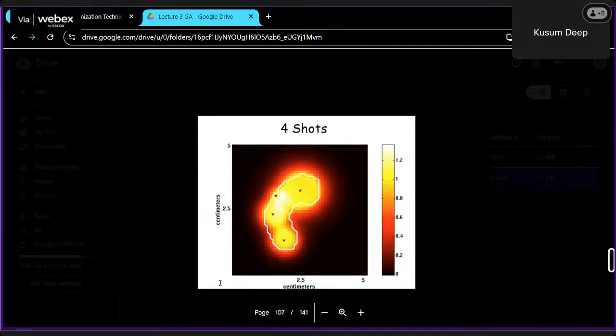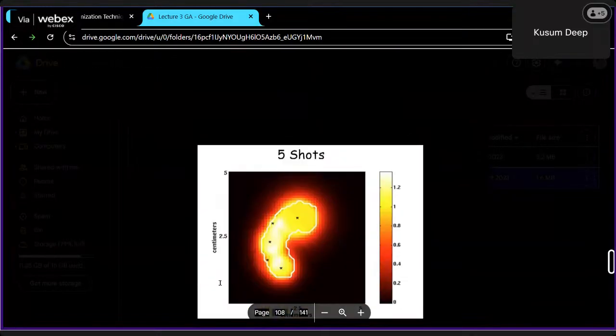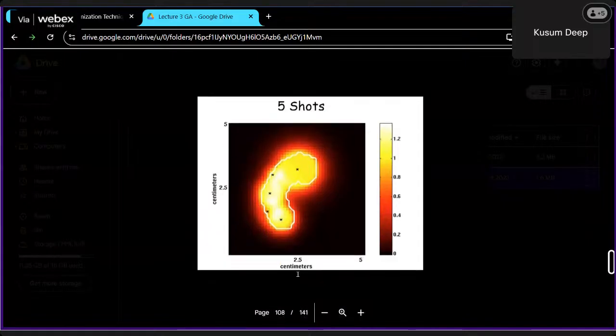Then we have the fourth shot. And finally, the fifth shot. Now we have applied only 5 shots, but you can see that still some area is uncovered. That area is untreated. But that is not under our control, because after all, some error is likely to occur.